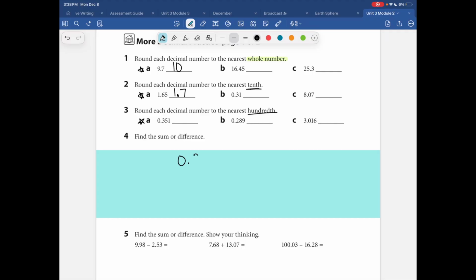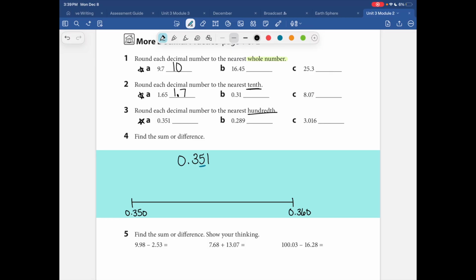So I'm working with 351 thousandths. I need to round it to the nearest hundredth. The number in the hundredths place value is that 5. So that means I'm between 35 hundredths and 36 hundredths.